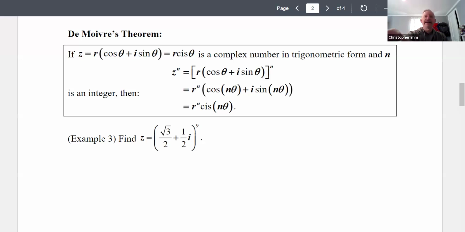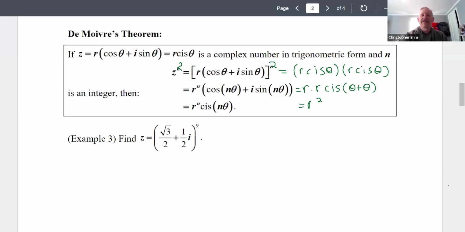So I want you to see what's going on here before we look at an example. Let's just see, what if n was equal to 2? So what if I was squaring this number? Then what we would really have is just r cis theta times r cis theta, using that easy abbreviated notation. So we're multiplying these two together, and from our previous theorem, we multiply the moduli together and add those angles together, which would turn out to be r squared times cis of 2 theta.